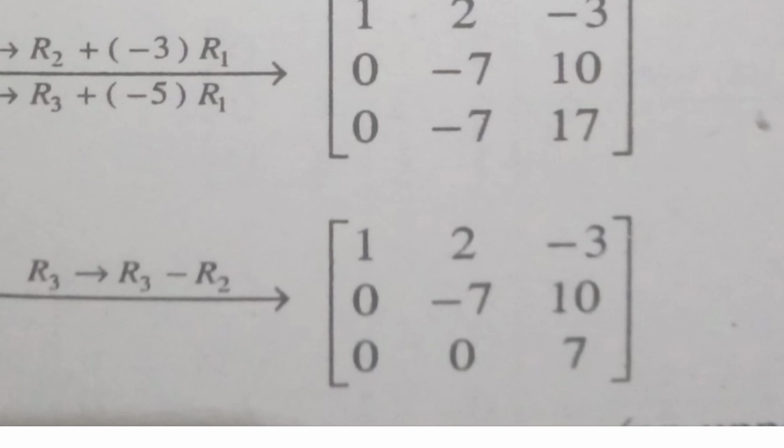Now you count the number of non-zero rows. A non-zero row means at least one element is non-zero in that row. So here there are 3 non-zero rows. R1 is non-zero, R2 is non-zero, and R3 is also non-zero. Therefore the rank of the given matrix A is 3.